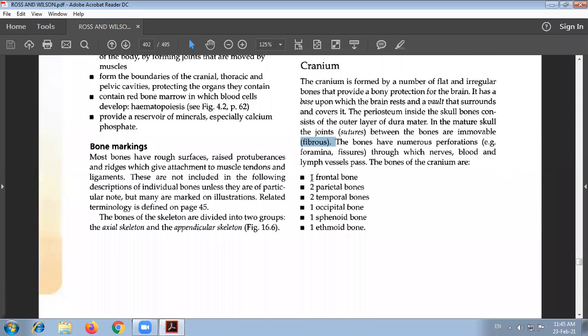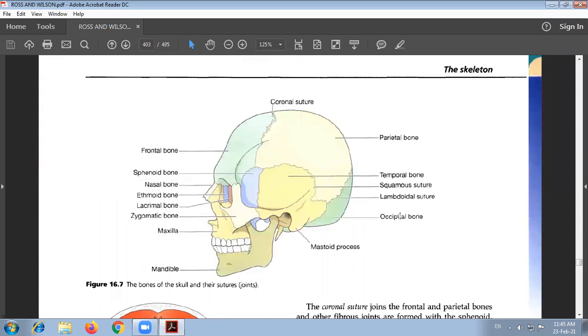So the skull is formed by one frontal bone, 2 parietal bones, 2 temporal bones, one occipital bone, one sphenoid bone, one ethmoid bone. So in this diagram you can see the skull. So this is the frontal bone, and this is the suture. This is called the coronal suture, which joins the frontal bone and the parietal bone. Then this is the temporal bone. Then this is the occipital bone, the short backside of our skull. In this region, the small brain is present.